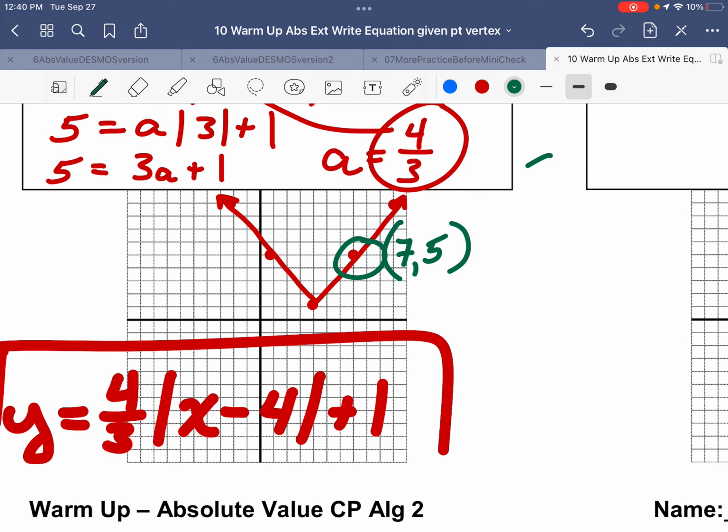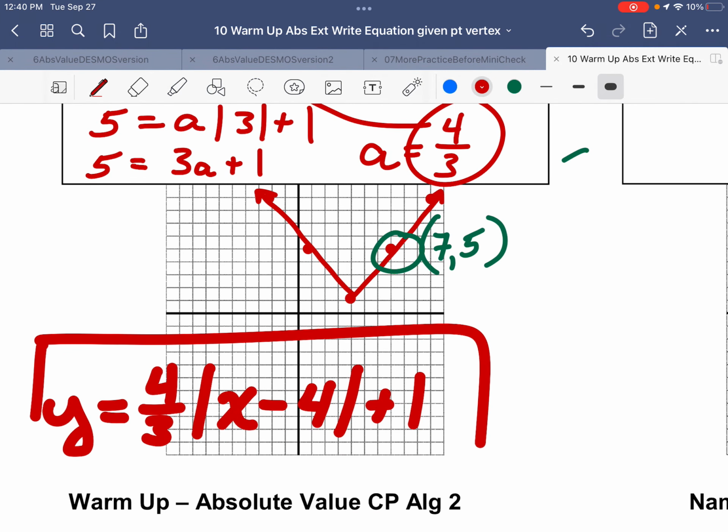And that is kind of proof that this equation that I got, which includes the 4/3, which includes the x minus 4 and the +1, that equation is my answer.